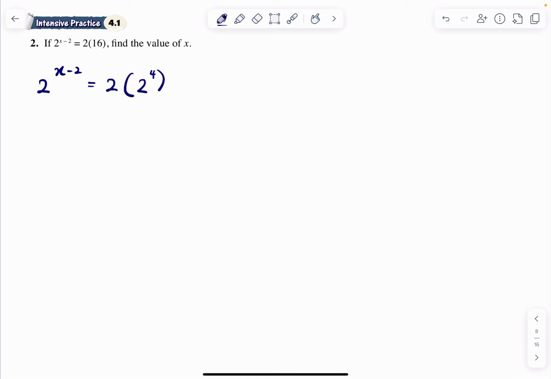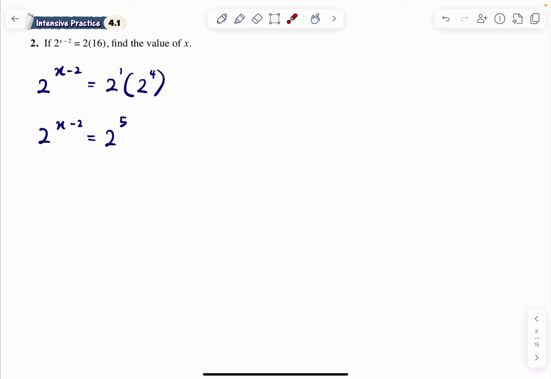2 power 4. So then this is 2 power 1 times 2 power 4. So if times means the power we plus. So it will become 2 power 5.